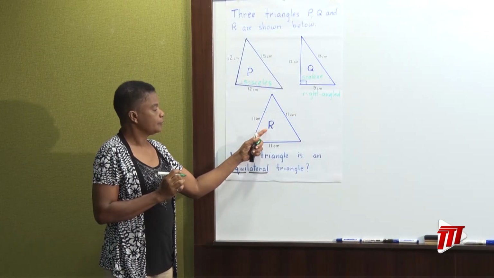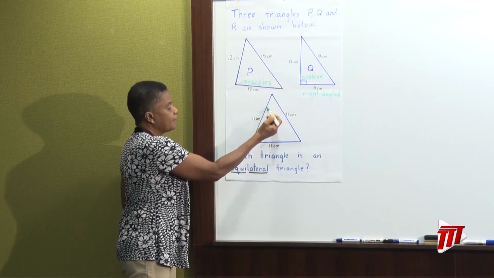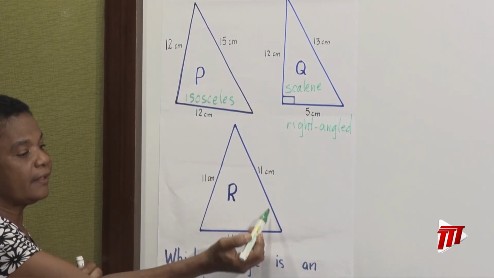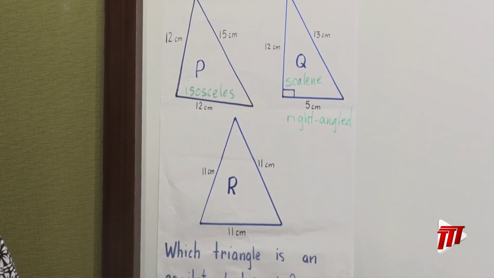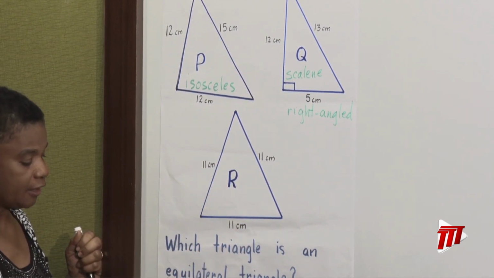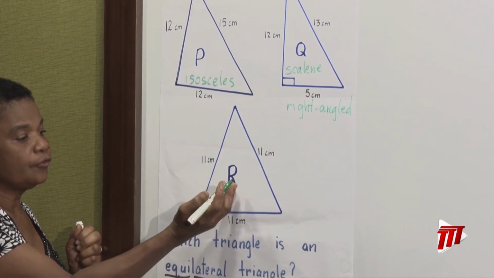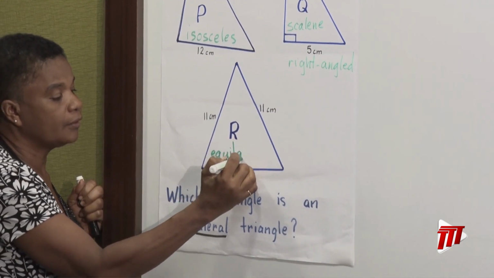Let's look at triangle R. Let's look at the sides. We have a side of 11, the second side is 11, and the third side is also 11. What does that tell us? It says all 3 sides are equal. Therefore, triangle R is our equilateral triangle.